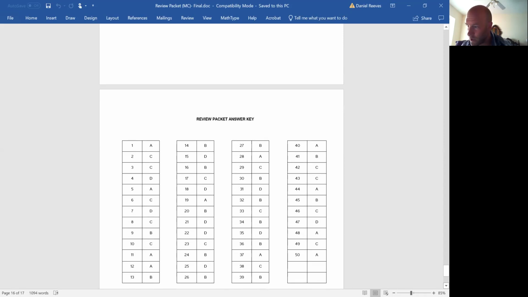12A, 13B, 14B, 15D, 16B, 17C, 18, I wrote 1/5 and then crossed it out and wrote D, 19A, 20B, 21D, 22D, 23C, 24B, 25D. So it's just that number 9.